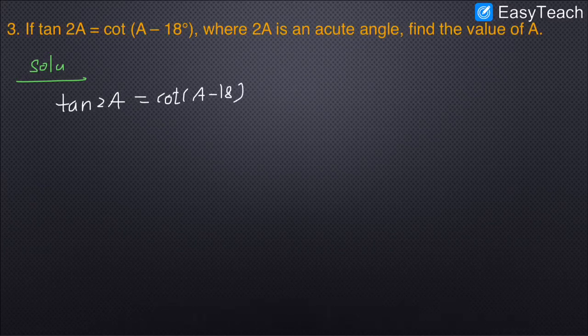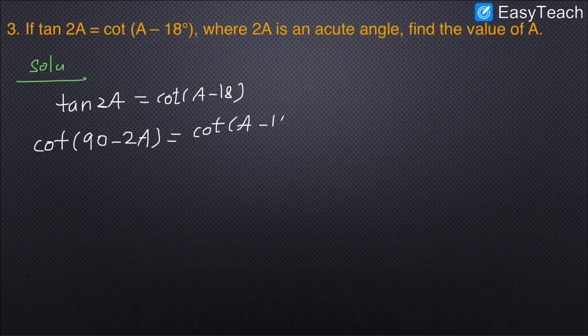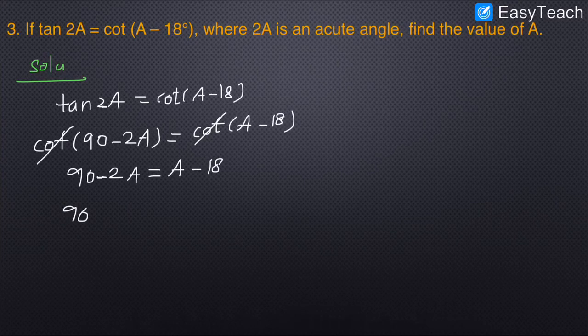Okay, so I write the other side the same, cot a minus 18 here. Now let's cancel out the cot. So 90 minus 2a equal a minus 18. So I bring all the numbers to one side. So 90 plus 18 equal, and here a, I bring the minus 2a to the other side, plus 2a. So this is 108 equal 3a. So a equal 108 by 3, which is 36. Now let's move on to the next question.